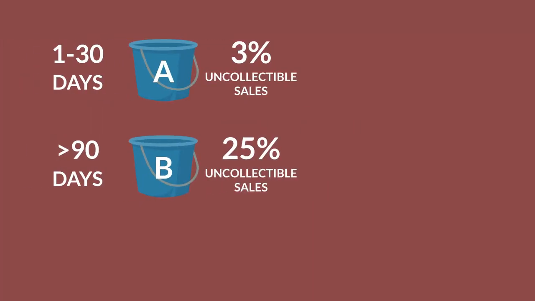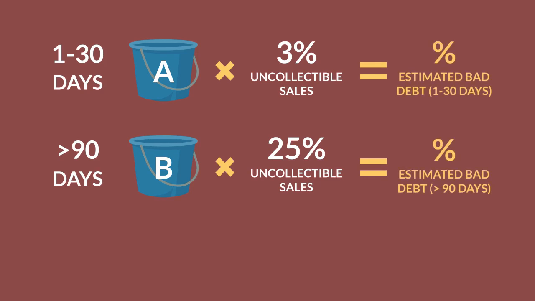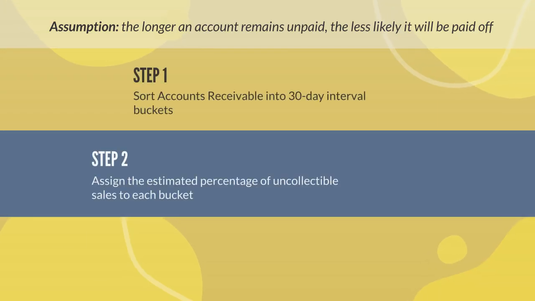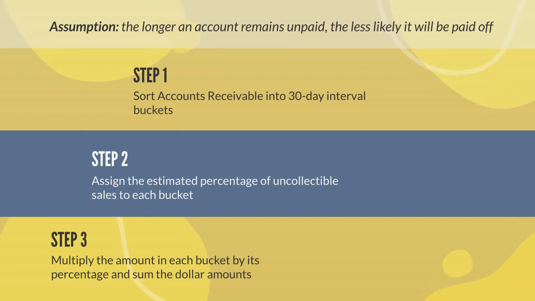We then multiply the amounts to get the estimated percent of bad debts for each bucket and sum these amounts to arrive at our ADA balance. The period's bad debt expense then becomes the amount needed to adjust ADA to this new balance. This method requires professional judgment because every situation is different.